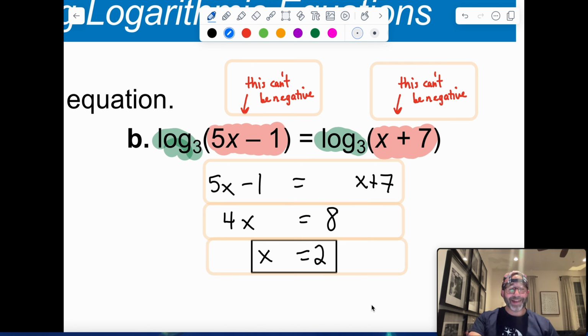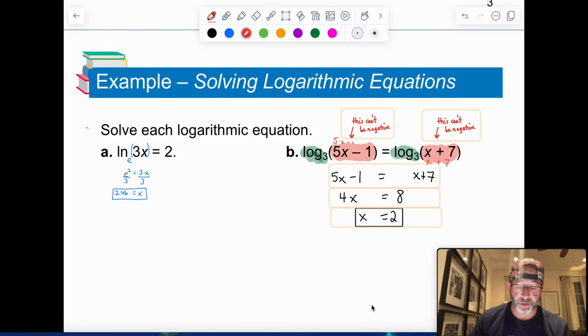When I check that 2 works, we can do 5 times 2 minus 1, which means that we have 10 minus 1, which is just 9. That side is good. And when I put in a 2 here, 2 plus 7 equals 9. That also is good. So we are okay. We didn't violate any extraneous solutions here.